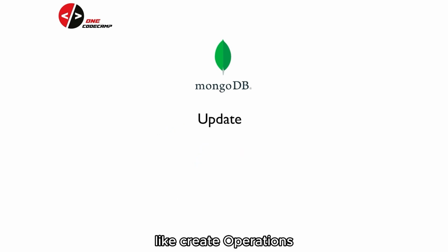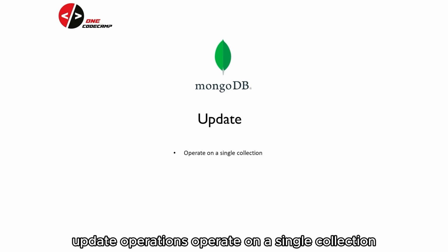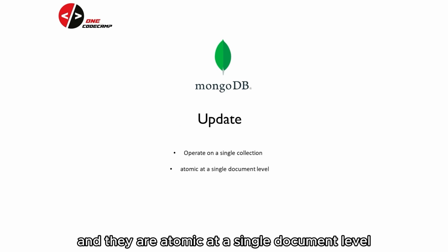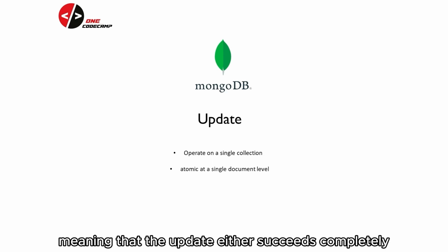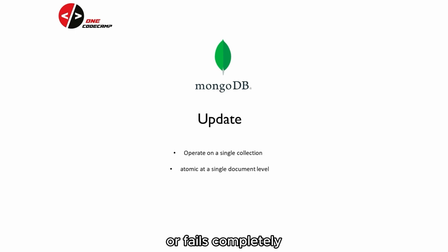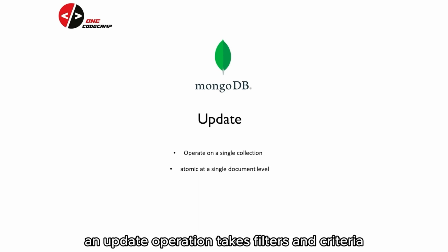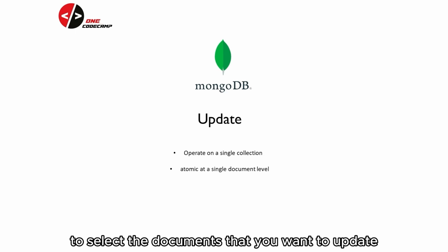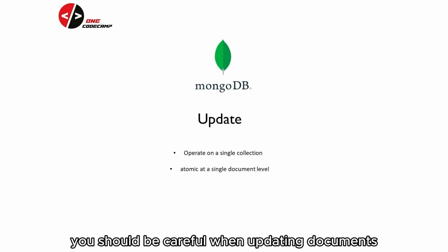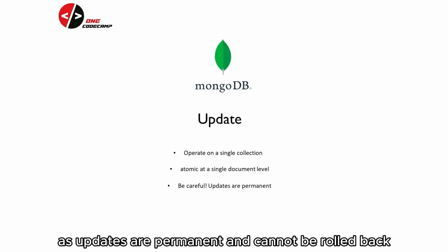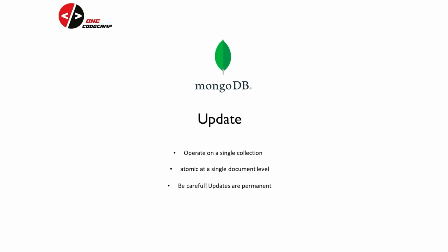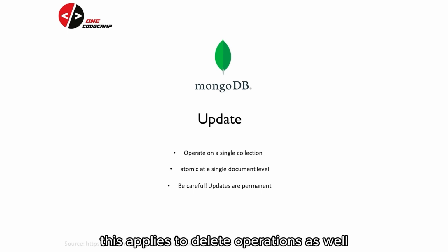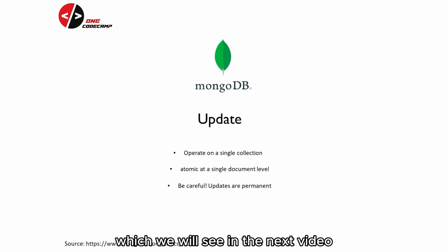Like create operations, update operations operate on a single collection, and they are atomic at a single document level, meaning that the update either succeeds completely or fails completely. There is no partial success. An update operation takes filters and criteria to select the documents that you want to update. You should be careful when updating documents, as updates are permanent and cannot be rolled back. This applies to delete operations as well, which we will see in the next video.